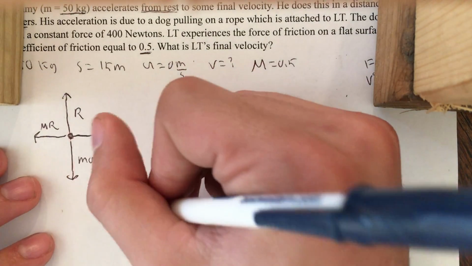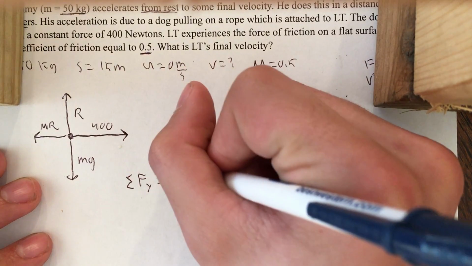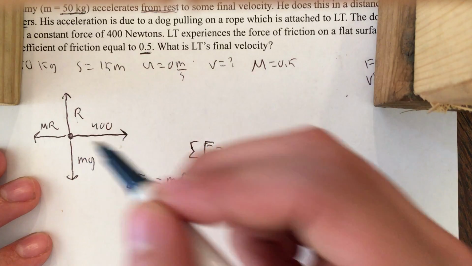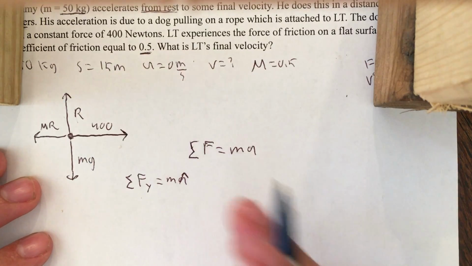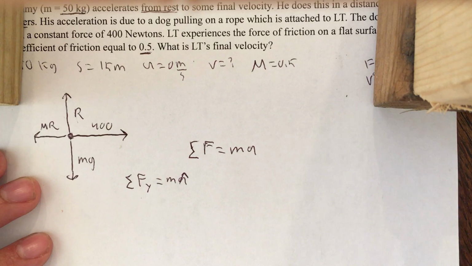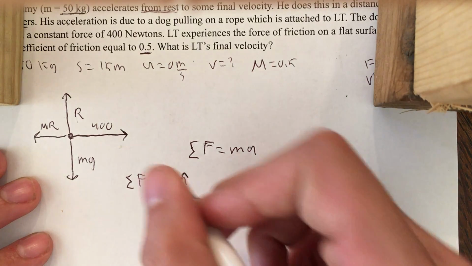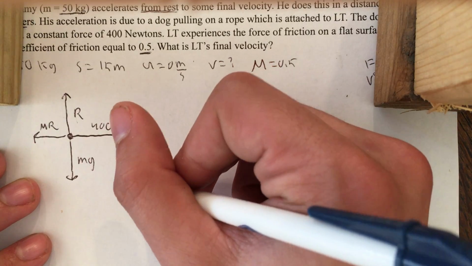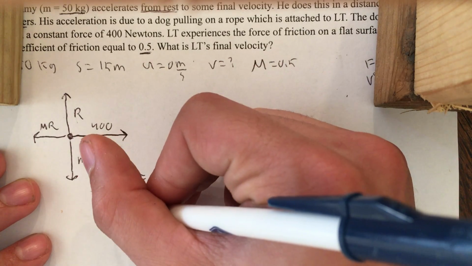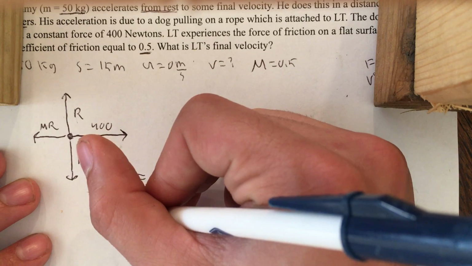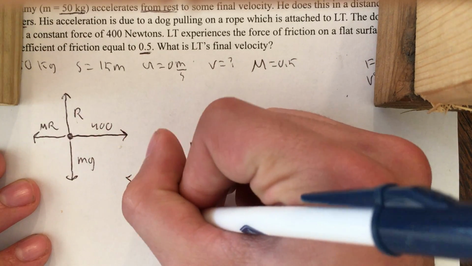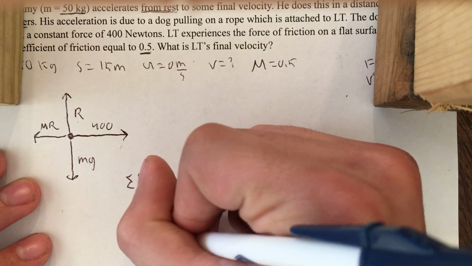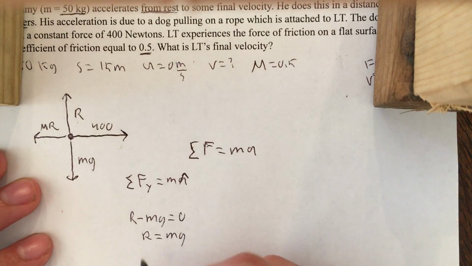And since there is no acceleration because these two cancel out, the sum of the forces in y equals 0. And so that means R minus mg equals 0. Therefore, R equals mg. And this way we can find R.